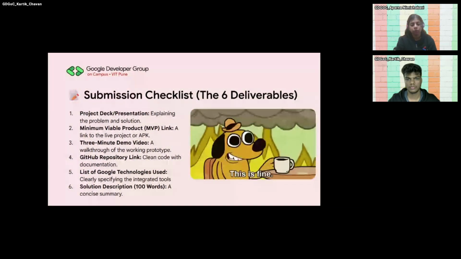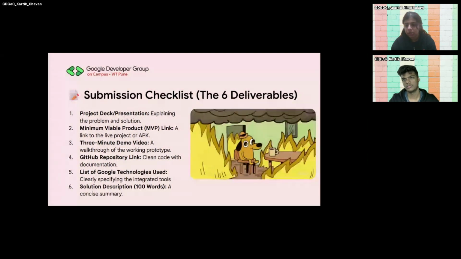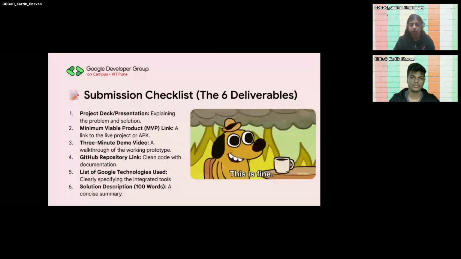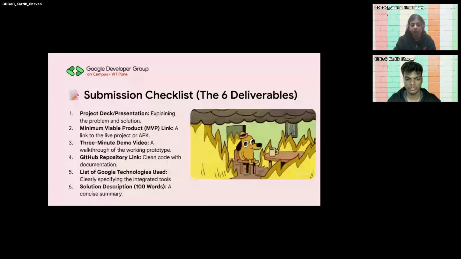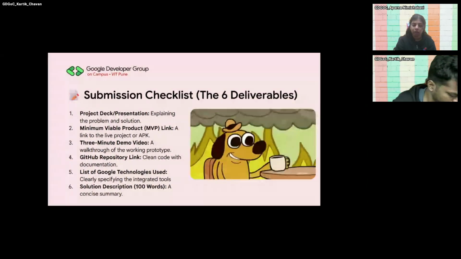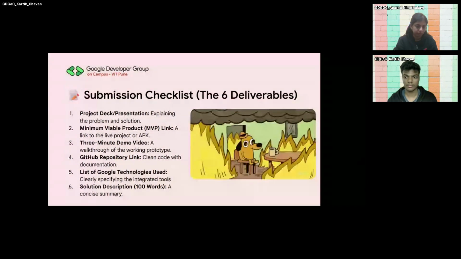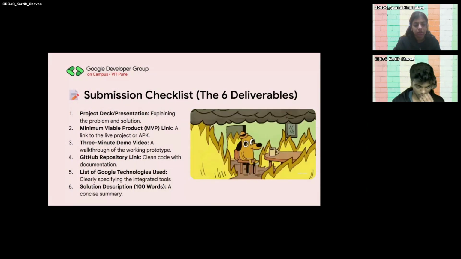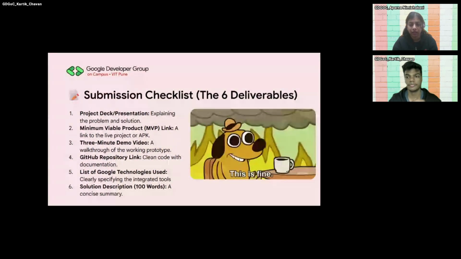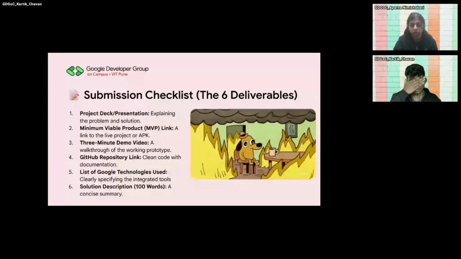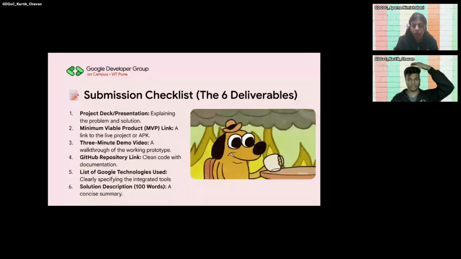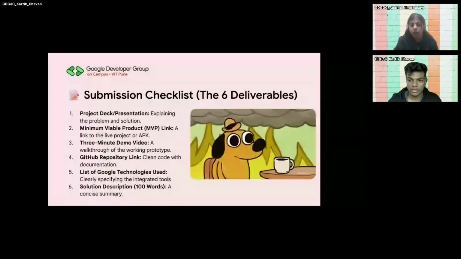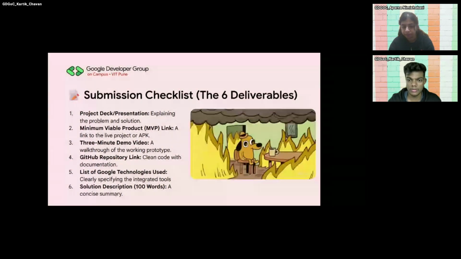Then the list of Google technologies used. Since this is the most important part, you have to very clearly specify what technologies you've used, where you've used it, and how it is helping making your product better. And the sixth one is the solution description. So it is basically like a summary or a conclusion of your entire PPT, and you have to describe what you're doing and how is it different.